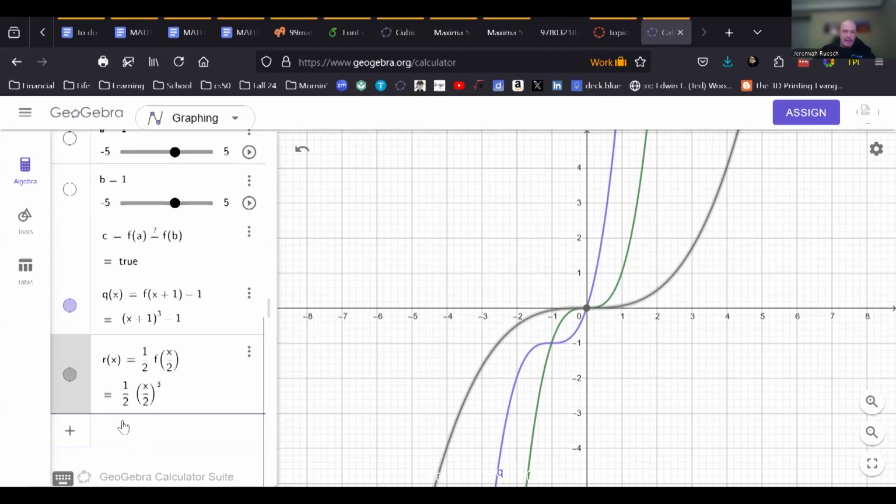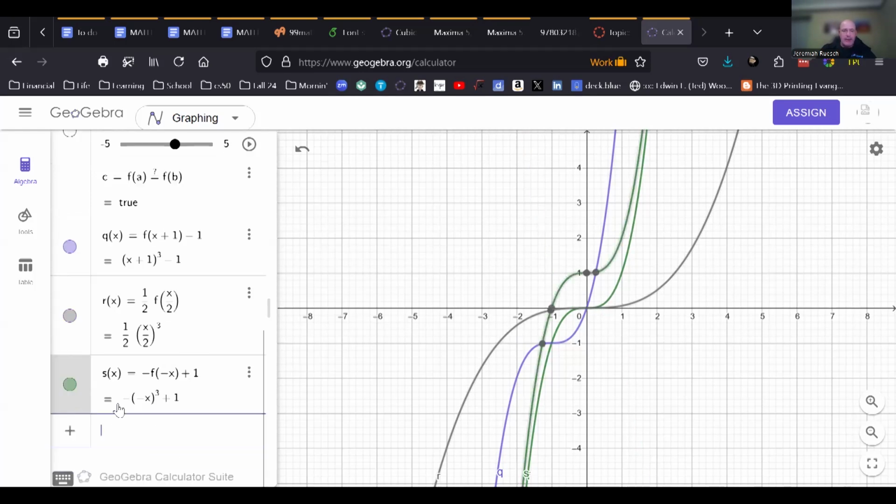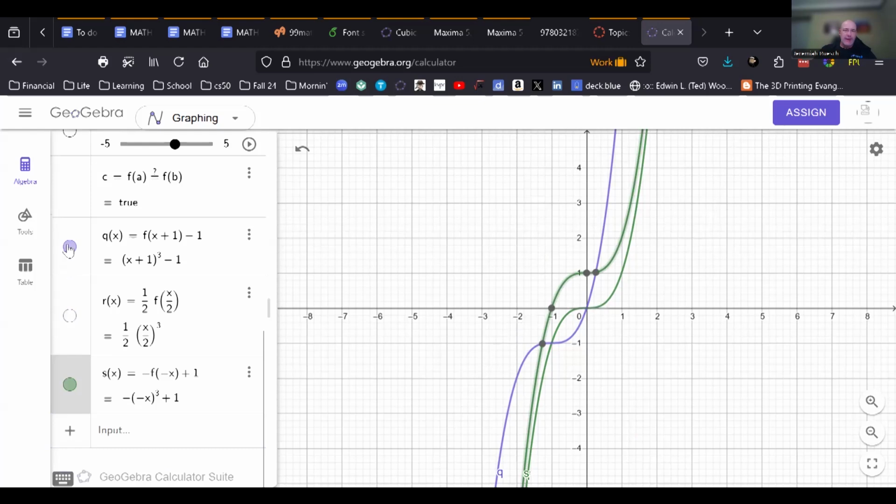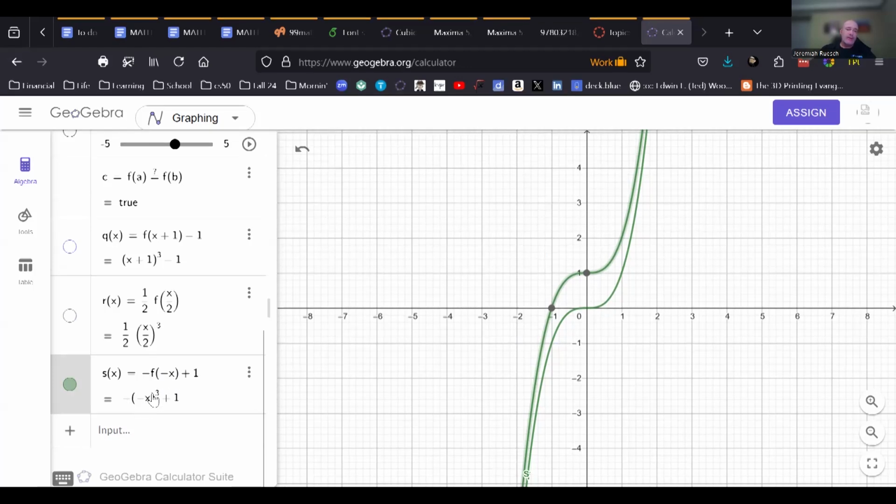And last but not least, oh, it's almost the same. R of x here, negative f of negative x plus 1. As I mentioned earlier, this is that s of x here. So that s of x is exactly the same thing as the f of x. It just ends up shifting it up 1, as I was mentioning, because the double negatives here, f being an odd function, they cancel each other out.